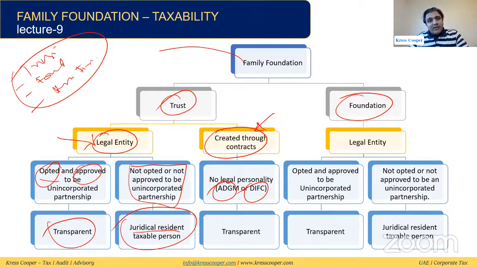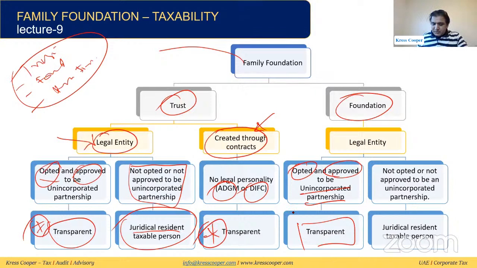Now the foundation has a legal personality. So, as we discussed, as a special rule, a foundation can apply to the FTA to be treated as transparent. If the FTA has approved it, then it will be considered transparent. So if the foundation has opted and been approved to be treated as an unincorporated partnership, it will be treated as transparent. And if the foundation has not opted, or has not been approved, to be an unincorporated partnership, then it will be considered a juridical resident person and their worldwide income will be subject to tax. So here is the possibility of being transparent. In these two conditions, if they have not opted in, or opted in but not approved by the FTA, then it will be treated as a juridical resident taxable person. Hopefully, everybody will be very clear on this.